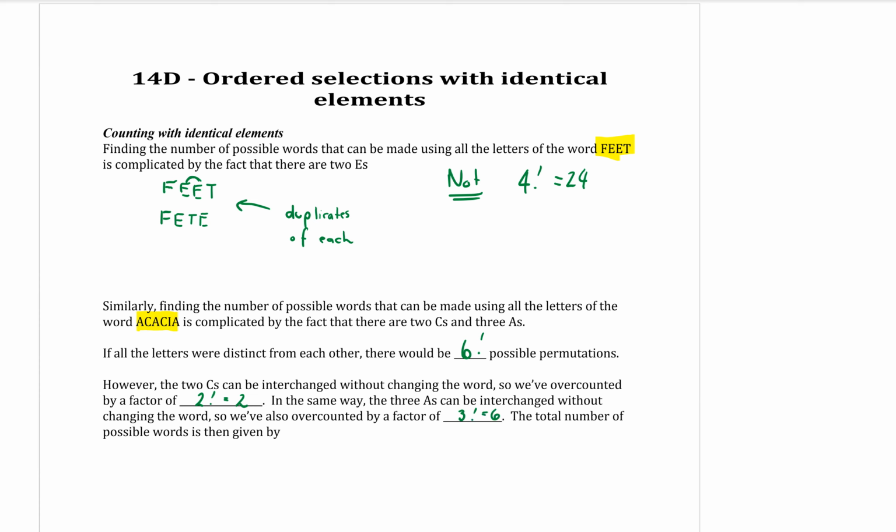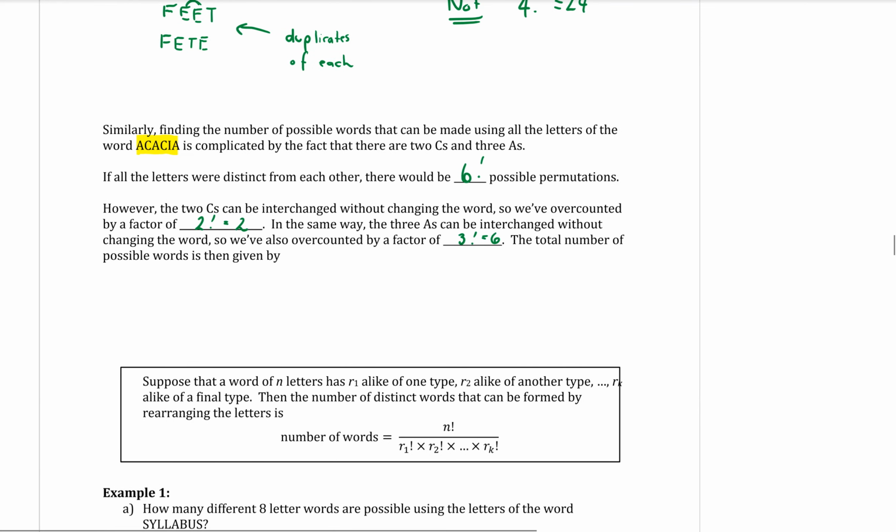So the total number of ways, if I was trying to arrange the different letters in the word acacia, you would start with the 6 factorial, the total, not take away, it's divide. You divide by the repeating letters. So I divide by the extra 2 factorial for the 2 C's and the 3 factorial for the 3 A's. Okay, you divide out the repeating letters and don't forget the factorial on them.